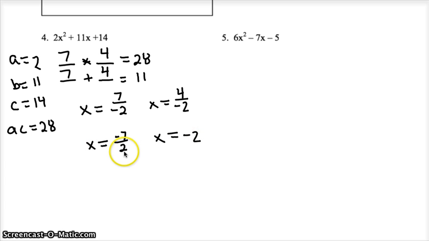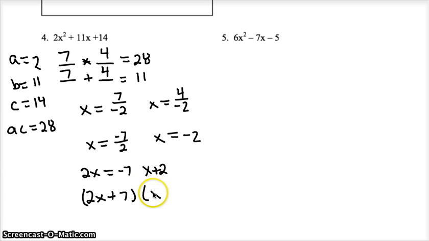Now solving for 0. I move 2 to the other side, so 2x equals negative 7. And then I add 7, so 2x plus 7 is one of my factors, and then I simply add 2x to the other side. So my other factor is x plus 2.